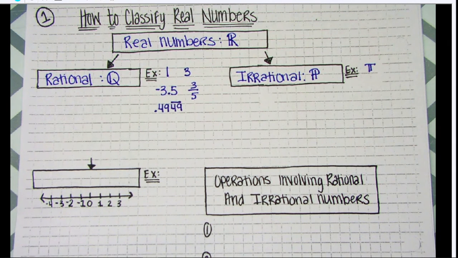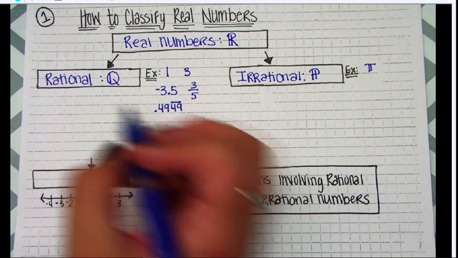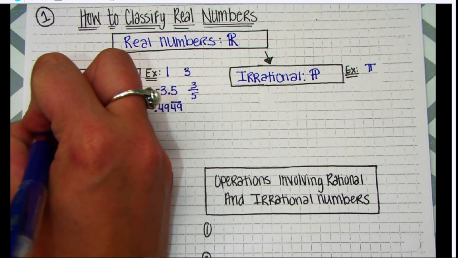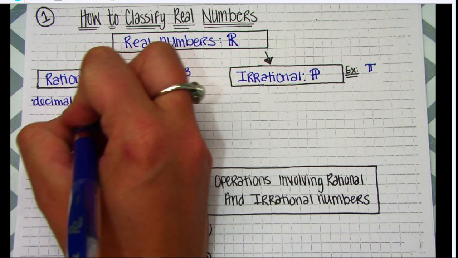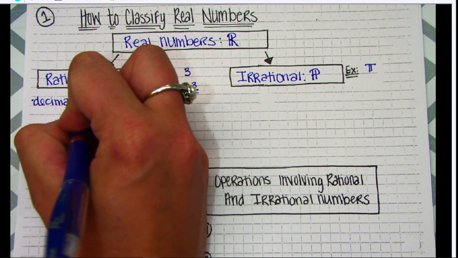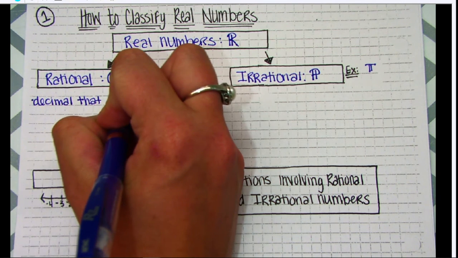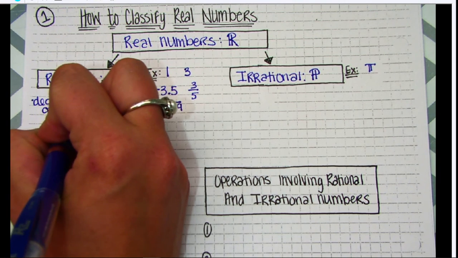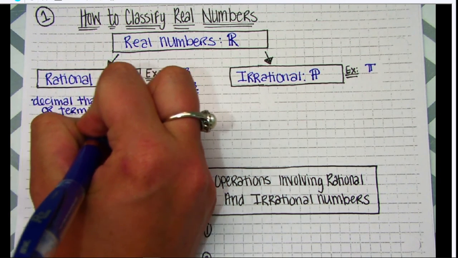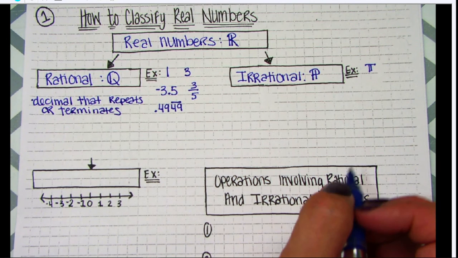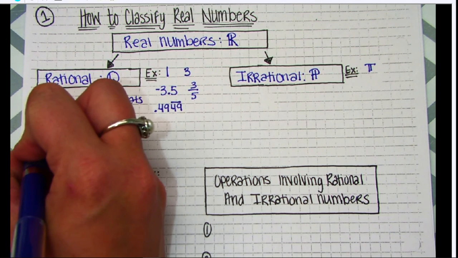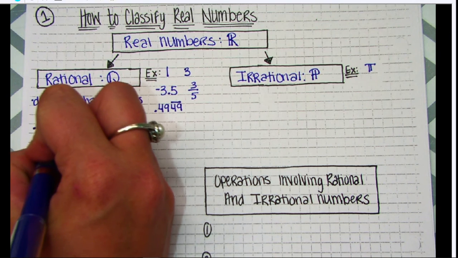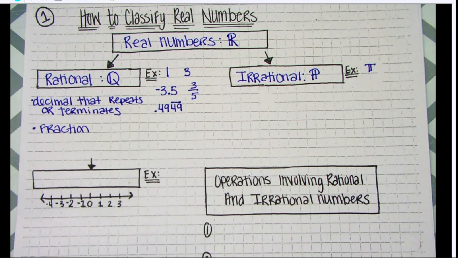So a rational number is a decimal that repeats, or ends, or terminates. It can also be a fraction. So it can be a decimal, it can be a fraction, it can be 1, 2, 3, any kind of positive, any kind of negative.